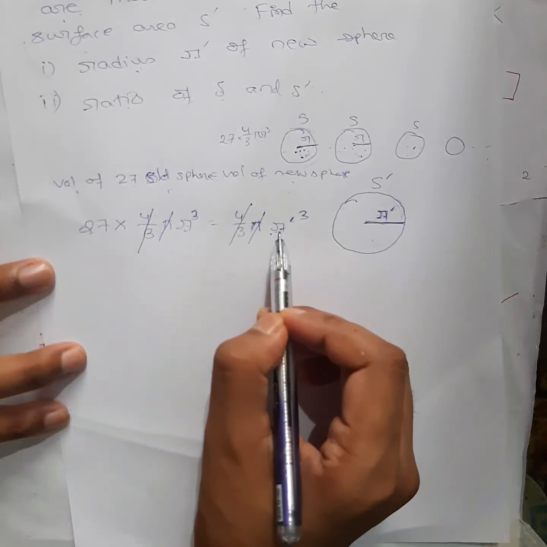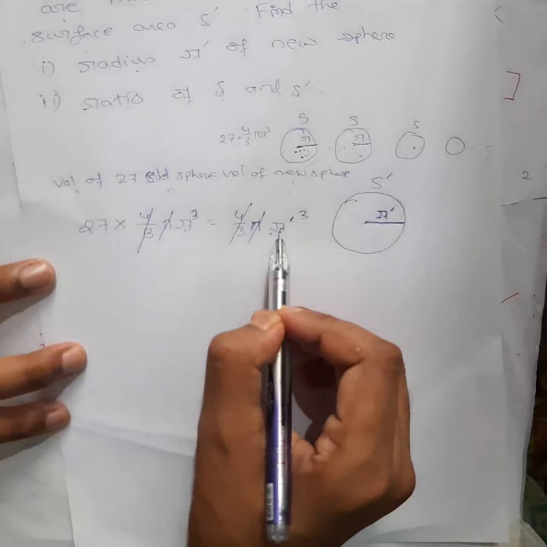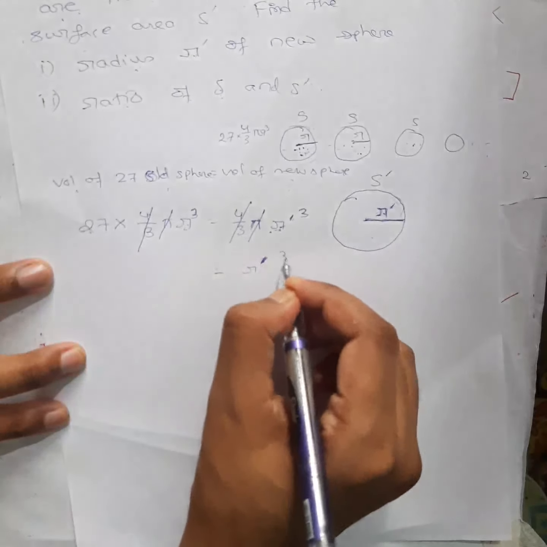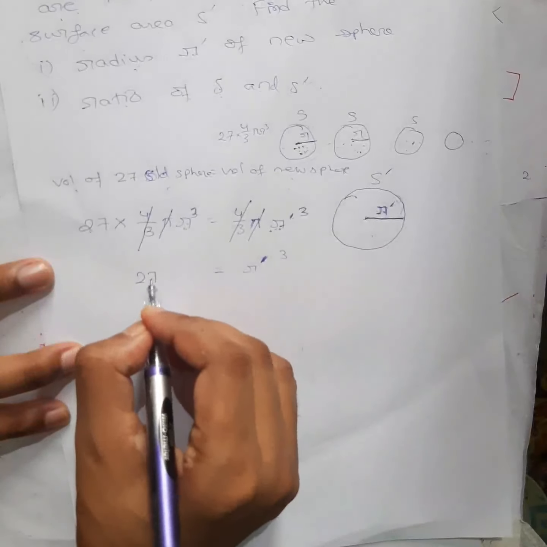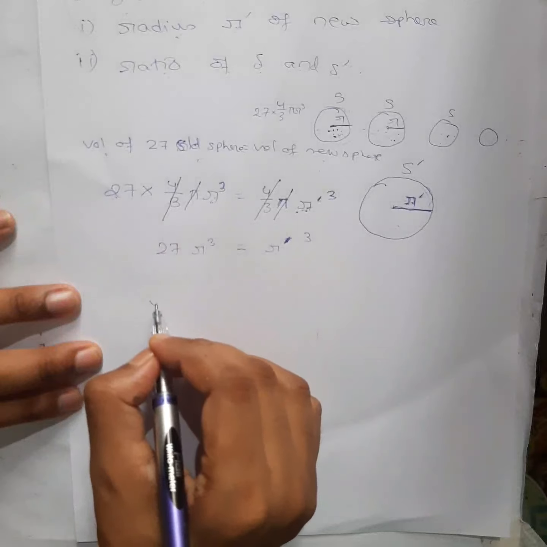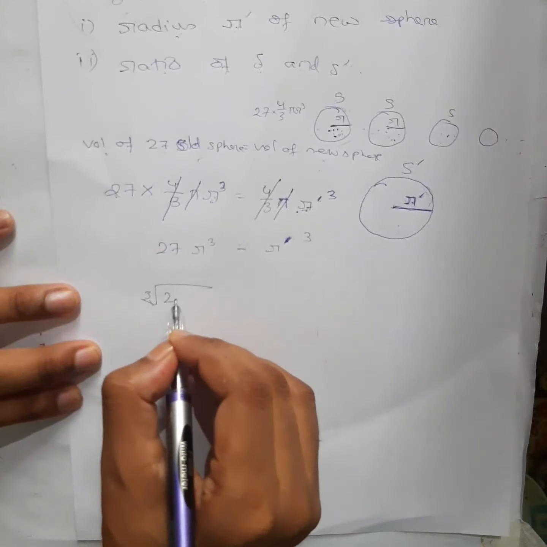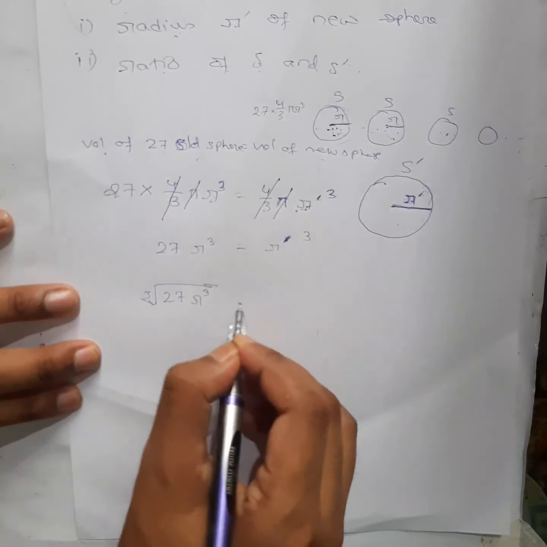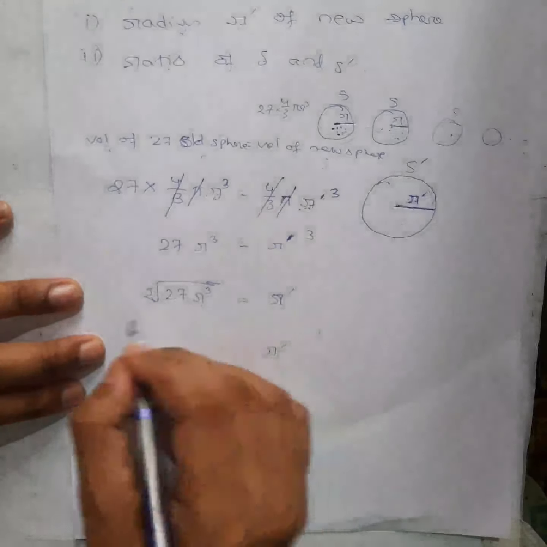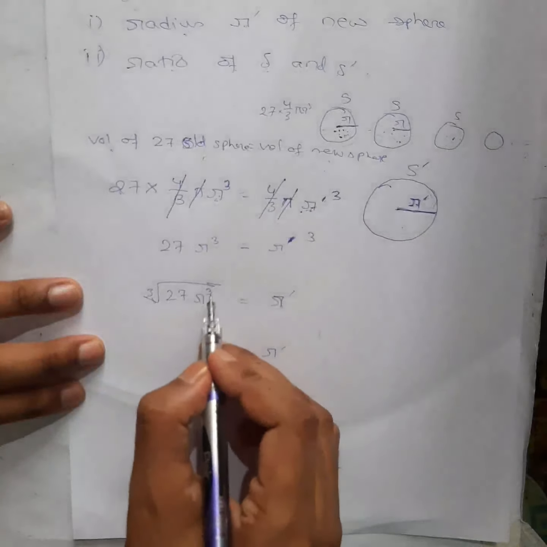We don't have to find this one in terms of value. So r dash cube will be equal to how much? 27 r cube. Now if I bring cube this side, what will it be? Cube root of 27 r cube is equal to r dash. So r dash will be how much? R will come out because it had a cube, right?